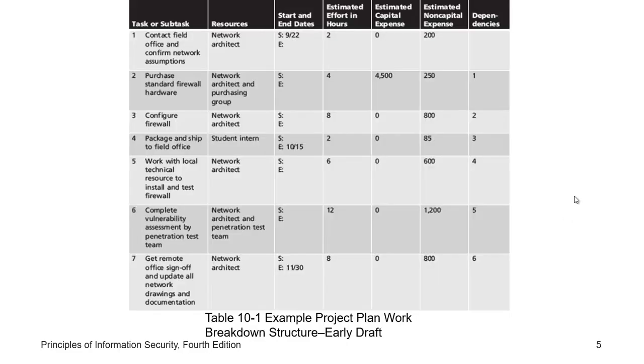This is an example of a project plan or work breakdown structure where you can see the task, the resources needed, the start and end date, estimated effort in hours, the duration for each activity, the estimated capital expenses, the money needed to achieve that activity, and the estimated non-capital expenses. We have the initial amount of money, which is called capital, and then the non-capital, which is the time or the money needed to accomplish that task individually, which could be in the form of labor or material or other things.